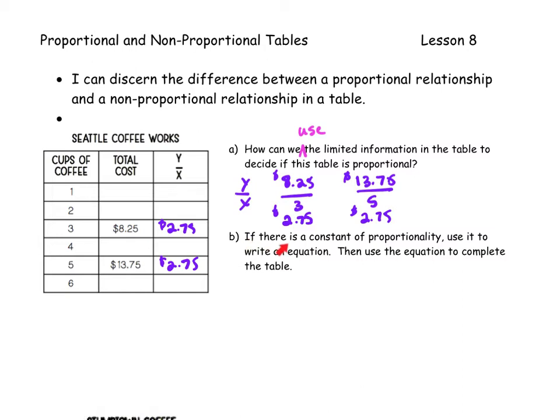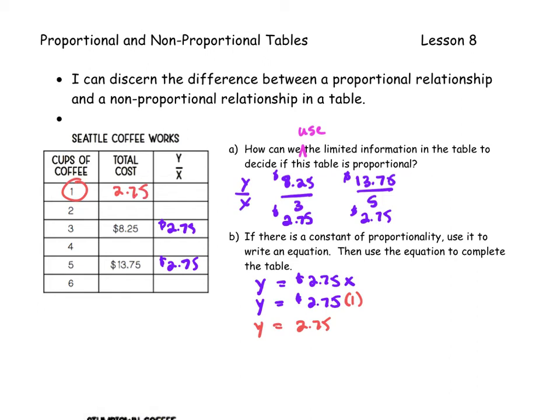So it goes on to say, if there's a constant of proportionality, use it to write an equation. Then use the equation to complete the table. So our equation would look like this. Y equals, so the total cost would equal $2.75 times each cup of coffee. So we're going to find all the y values by taking the x values that they give us. So the very first one that they give us is 1. So the y value for this would be $2.75. So we know the total cost now for 1 cup of coffee.